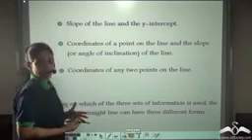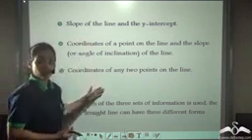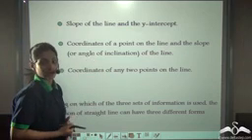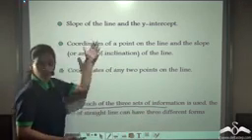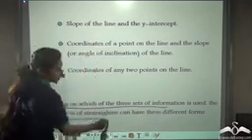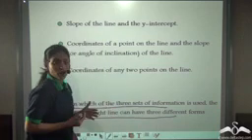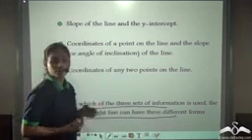So now in the next lecture you will learn how to find the algebraic equation of these things we have just found out. So depending on which of the 3 sets of information is used, the equation of a straight line can have 3 different forms. Now you will learn how to find out those 3 different forms.